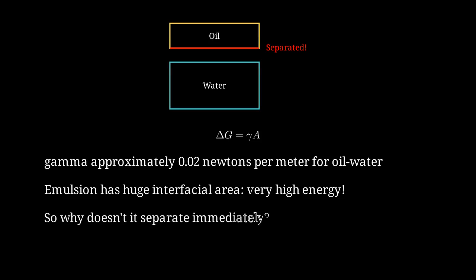So why doesn't mayonnaise separate immediately into oil and water layers? The answer is kinetic barriers. The jammed state and lecithin coating create huge energy barriers that prevent droplets from merging.